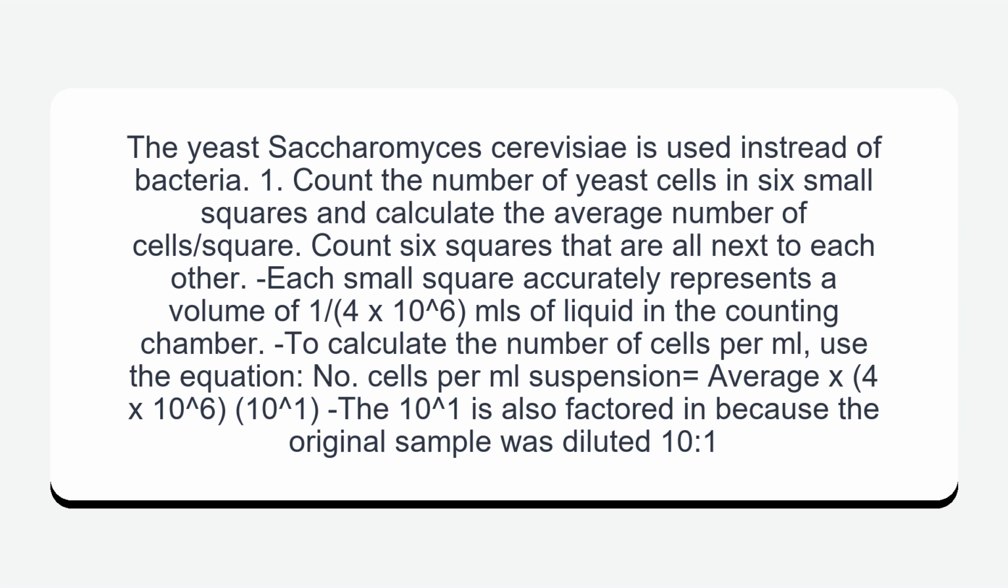Each small square accurately represents a volume of 1/4 times 10 to the power of 6 mls of liquid in the counting chamber. To calculate the number of cells per ml, use the equation: number of cells per ml suspension equals average x 4 times 10 to the power of 6, times 10 to the power of 1. The 10 to the power of 1 is also factored in because the original sample was diluted 10:1.